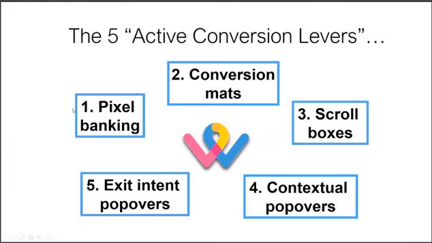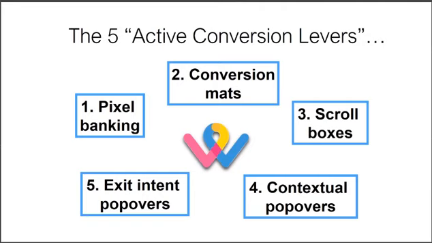So number 1 is pixel banking. If you're not using pixels right now, you definitely need to. It's probably just as important as building an email list. Number 2 is conversion mats. Those are those big welcome mats that greet people to your websites. You could say, "Hey, how you doing? Just so you know, we actually have a discount going on, yada, yada, yada."